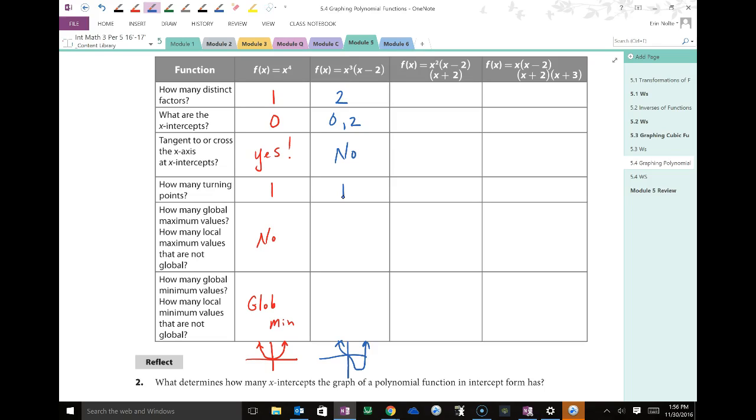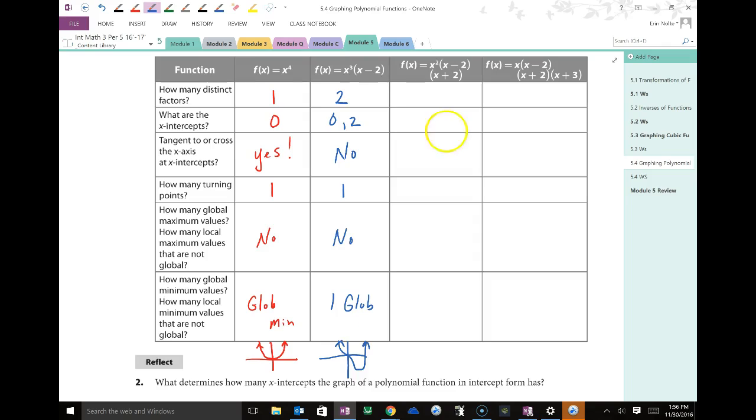Okay, so do I have any maximums? No. What about minimum? Yes. One global. One global min. Why not 3? How do you see 3? Minimum is like the bottoms? How many of these do you see? 1.